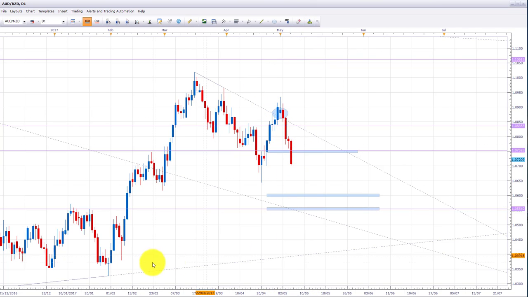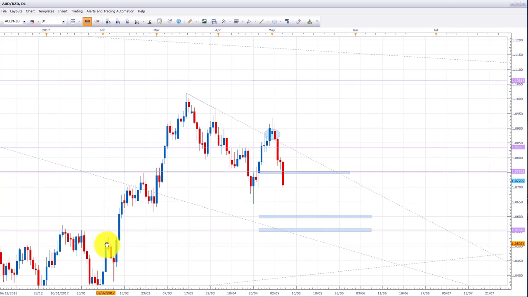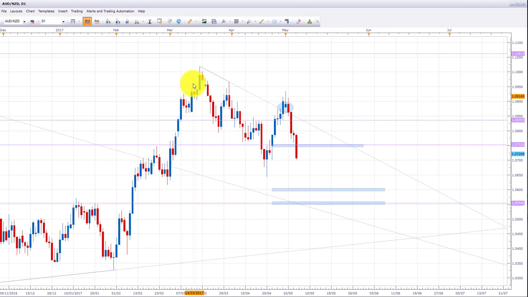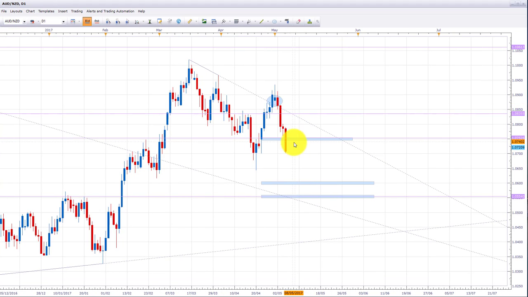I see this down move still as just a bigger part of the correction of this up move, and I see this as, you know, something like this. So I do see short-term selling on the Aussie New Zealand taking place. We do again have a New Zealand interest rate decision next week, so could do all kinds of things with the New Zealand pairs.